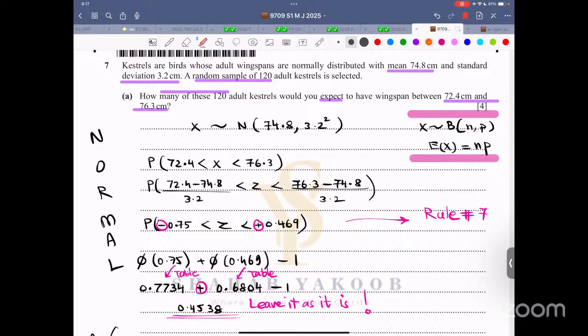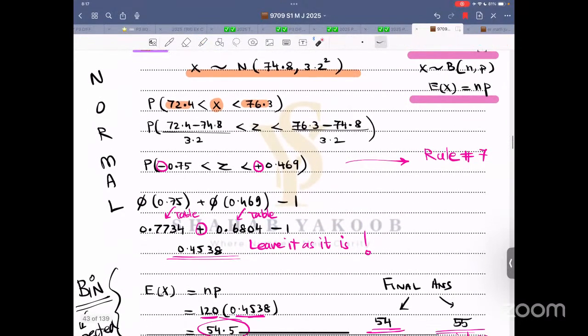Right now, we are talking about normal distribution. X follows a normal distribution with such and such. Probability X lies between these two values, that is 72.4 and 76.3. Standardize each one. How do we standardize? Subtract the mean, divide by standard deviation. Keep in mind, in the bracket, we write variance, but we divide by SD. SD is square root of variance. Z lies between these two values.